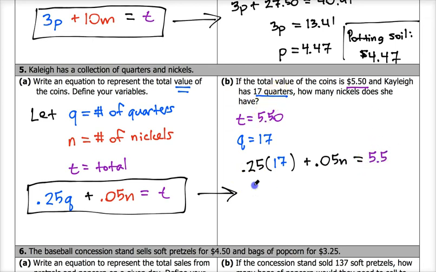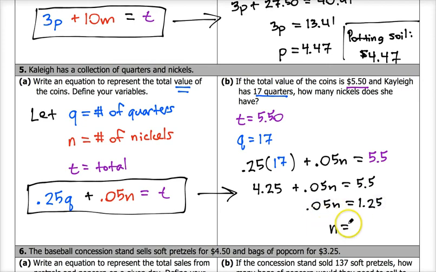0.25 times 17 is 4.25. I can subtract 4.25 from both sides to get 0.05N equals 1.25. And then if I divide both sides by 0.05, I get N equals 25. So we have 25 nickels, or Kaylee has 25 nickels, should I say.